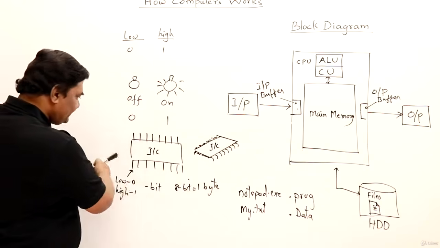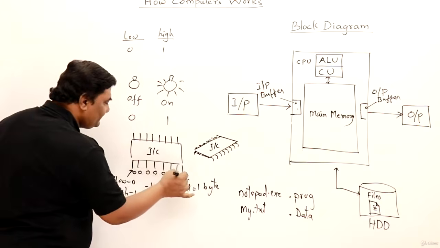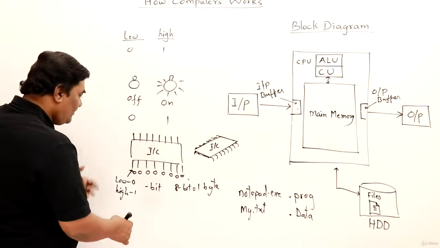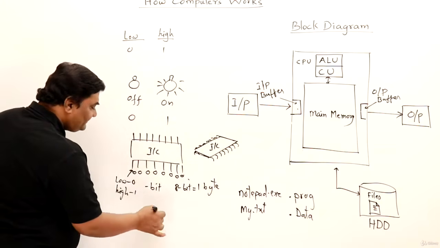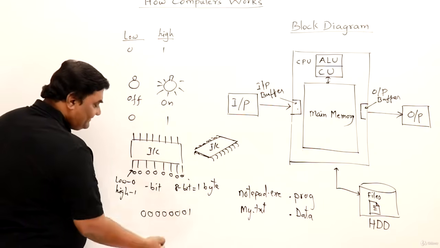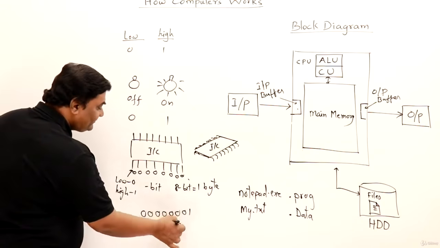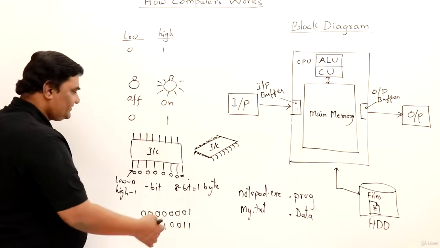Now all these bits are zeros, which means low voltage. So this is 0, 0, 0, 0. Or all those 8 bits are 0, but only the last bit is 1. So this may be like this. Or some are zeros and some are ones, right? So there can be many combinations.